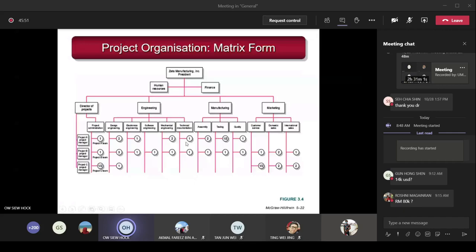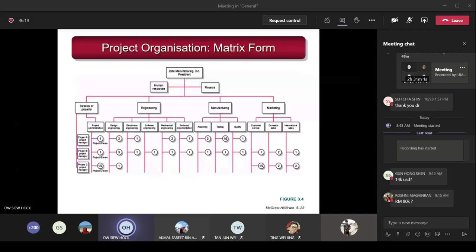So in this case, it's called a matrix. I'm serving my own department, and at the same time I'm doing the job for project A. The same goes for project B and project C. This is how you read the diagram: you are doing two things. It's just like me, a lecturer from the software engineering department. Besides software engineering, which is my teaching and research, my main task under this department, I'm also assigned other tasks.